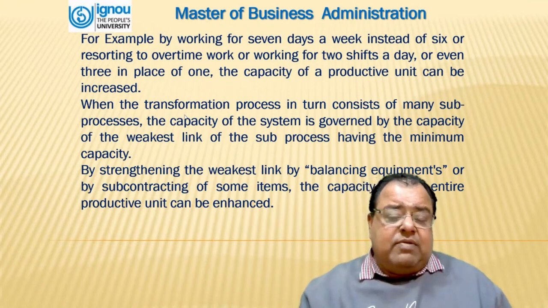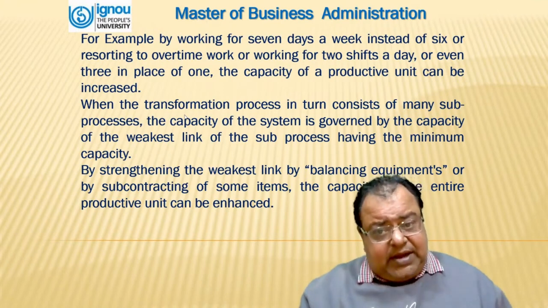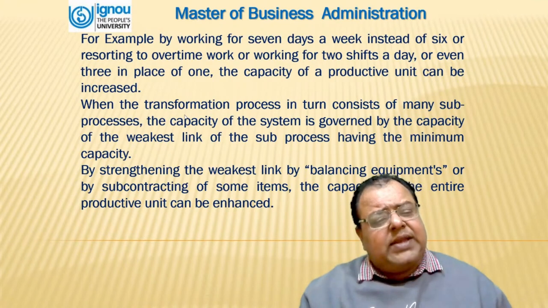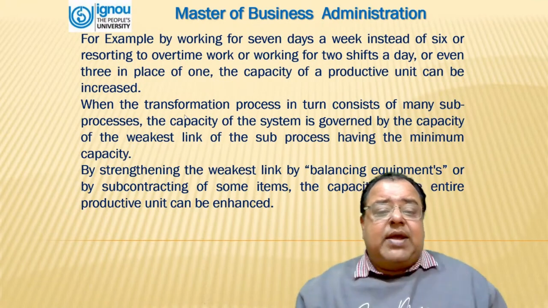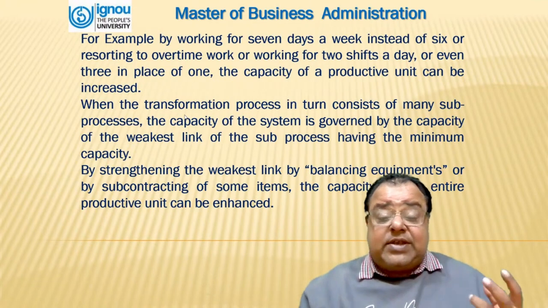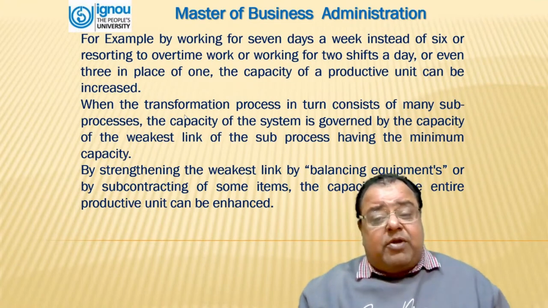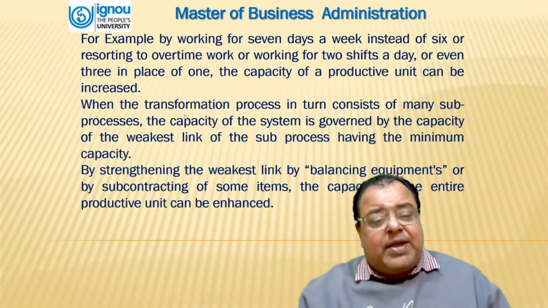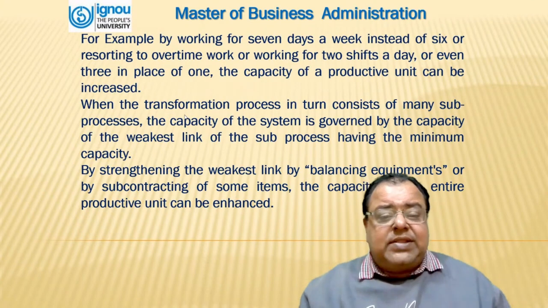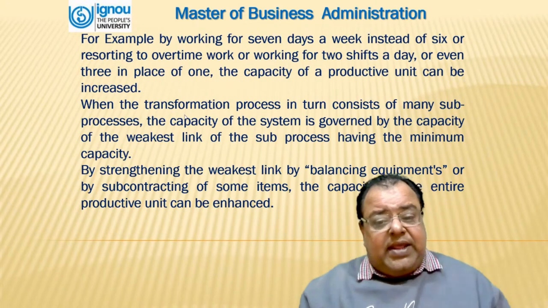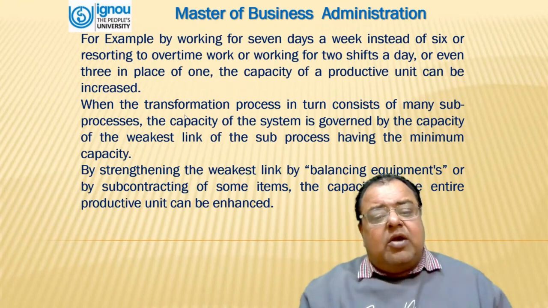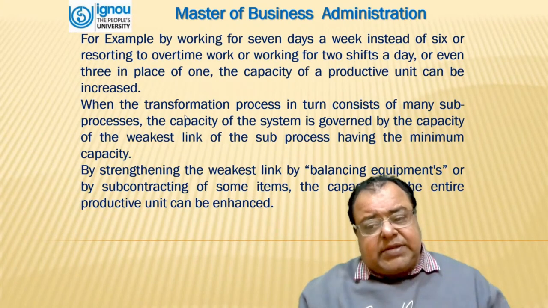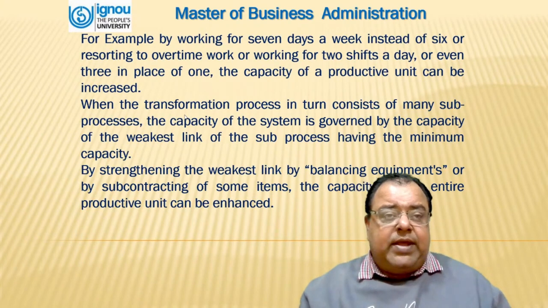When the transformation process in turn consists of many sub-processes, the capacity of the system is governed by the capacity of the weakest link, the sub-process having the minimum capacity. By strengthening the weakest link, by balancing equipment, or by subcontracting some items, the capacity of the entire productive unit can be enhanced.